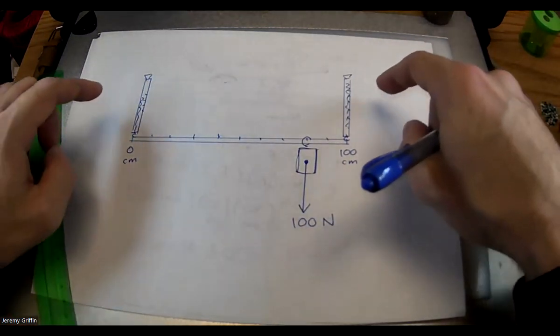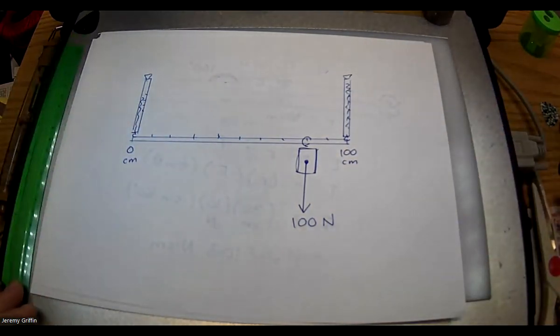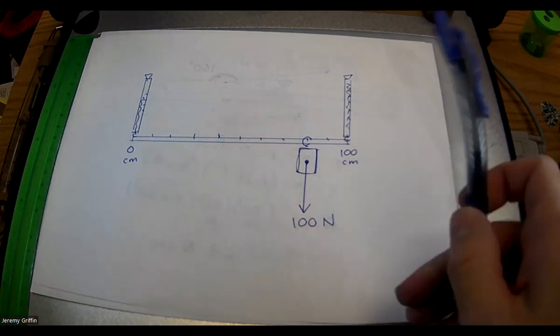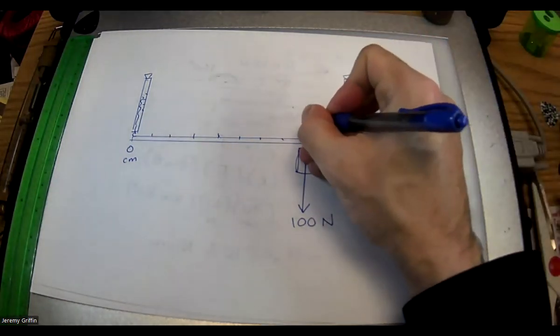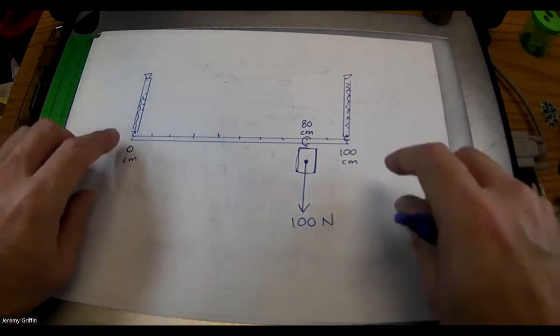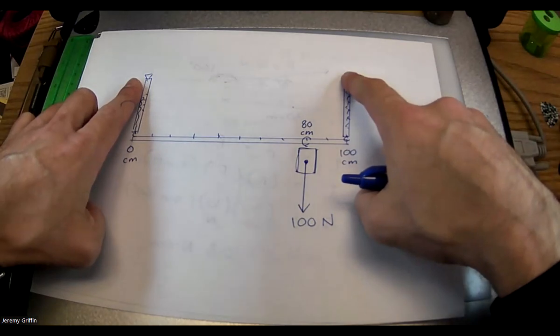I want to know, what is the force rating in each spring scale? 80 centimeters from 0? Yeah, it's at the 80 centimeter mark. So this is 80 centimeters right here. And how many is it? Yeah, how much? 20 on the far side, 80 on the 100. You're saying 20 newtons and 80 newtons? Yes. Yeah, I like that answer too.